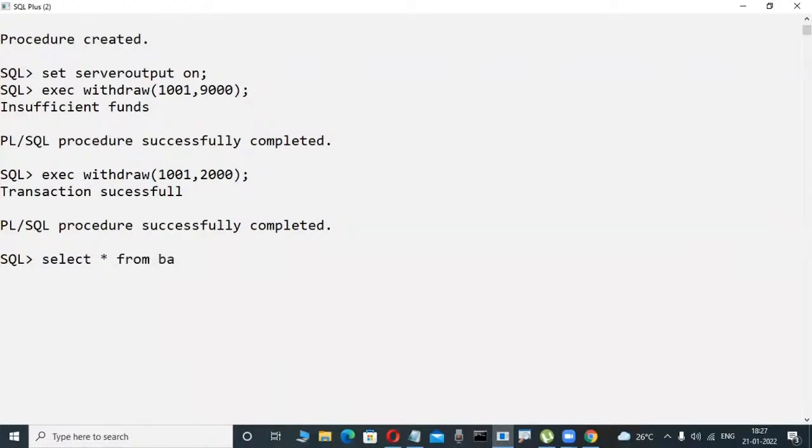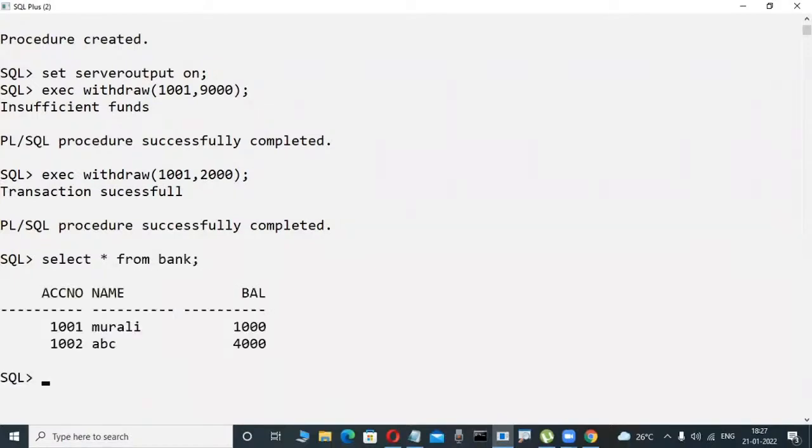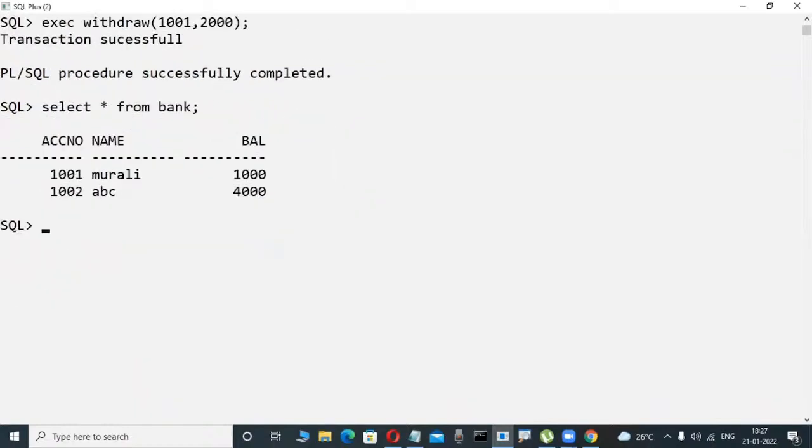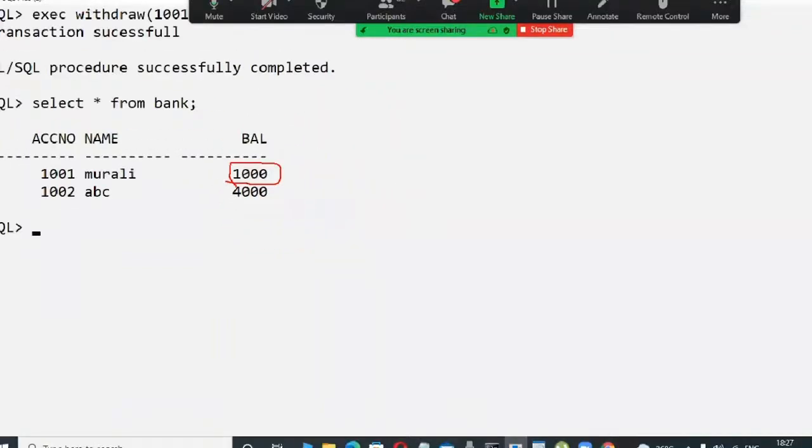So now here, yes, the bank table is there. Now check it out. Maybe in the previous case 3,000 is there, 3,000 minus 2,000 rupees, for example I try to withdraw, then automatically the remaining balance, how much? 1,000 rupees is there or not? Yes, how is it possible?